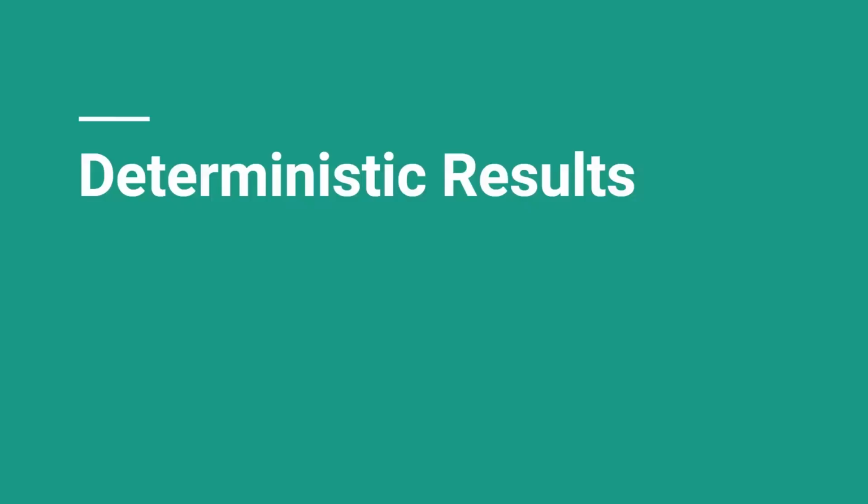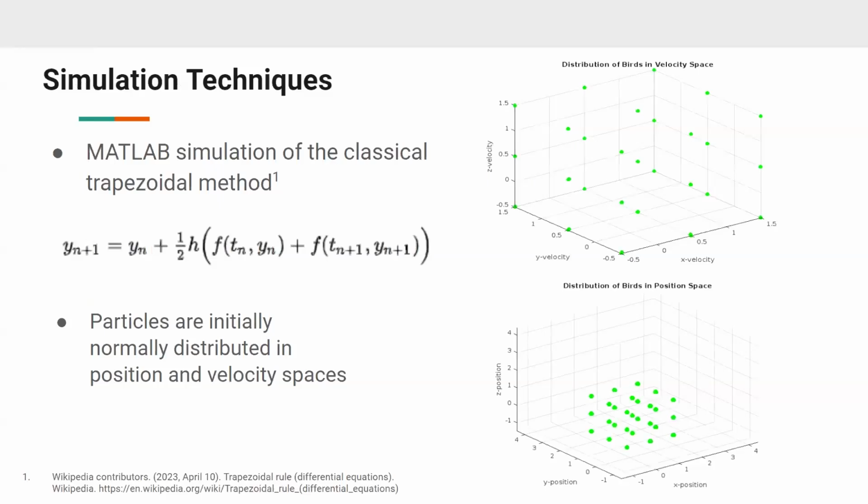So what I did is I worked in the deterministic and the stochastic case to get numerical simulations. In other words, we can't really solve this system analytically, so we're going to ask the computer to do it for us. So what I did is I used MATLAB to do a simulation of the trapezoidal method, which is shown right there, for anyone that wants the gory details.